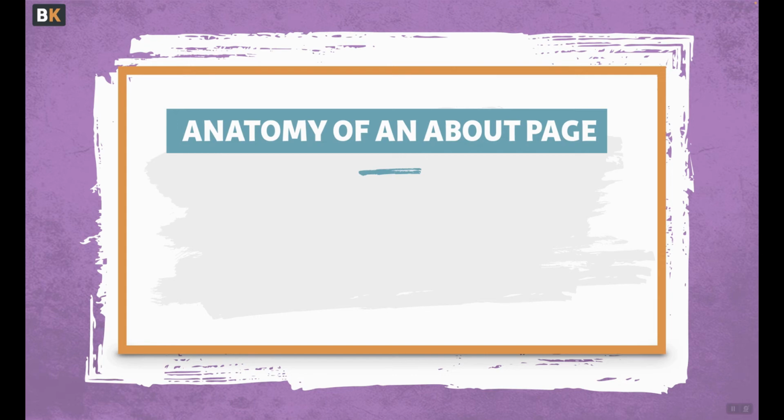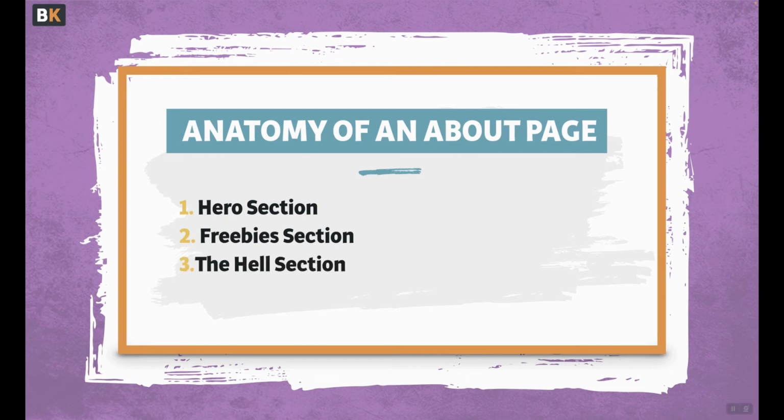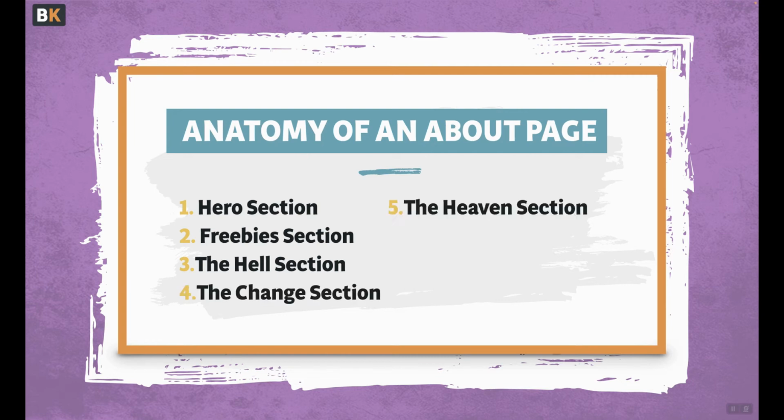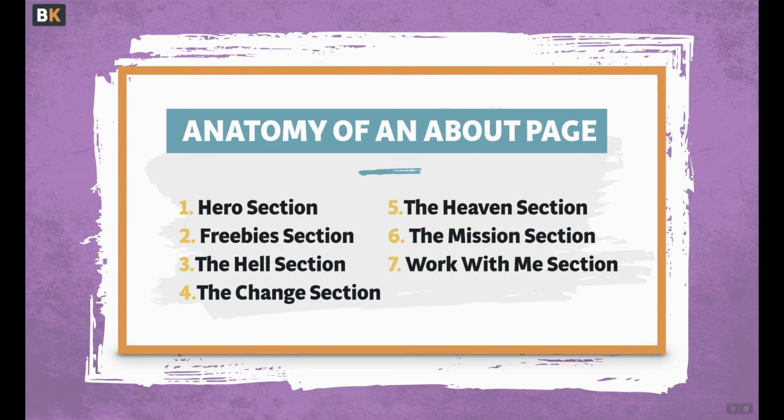Okay, now let's move on to the anatomy of an About page. The first section, just like in your home page, you're going to have a hero section, and you're also going to have a freebie section. So it's important to optimize all of your core pages for lead generation, and this is how we're going to do it. Then you're going to get into your origin story. So you're going to have the hell section, the change section, and the heaven section. And yes, those are all three different sections, so you can kind of dive deeper into those parts of your story. Then you're going to have the mission section, and your work with me section, and then again, the general opt-in or global opt-in section.